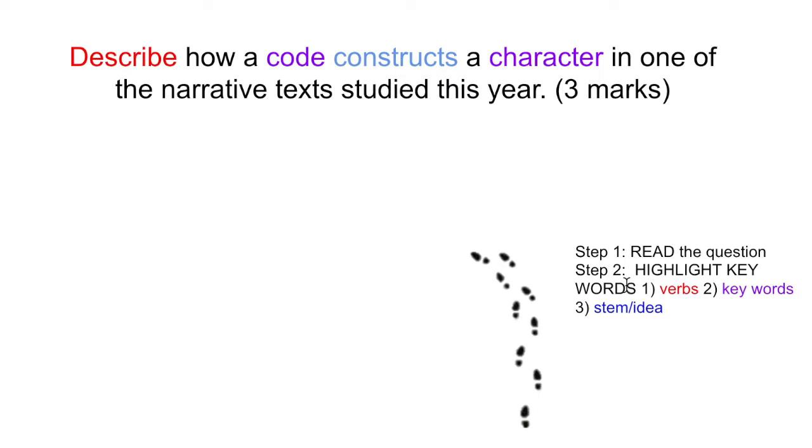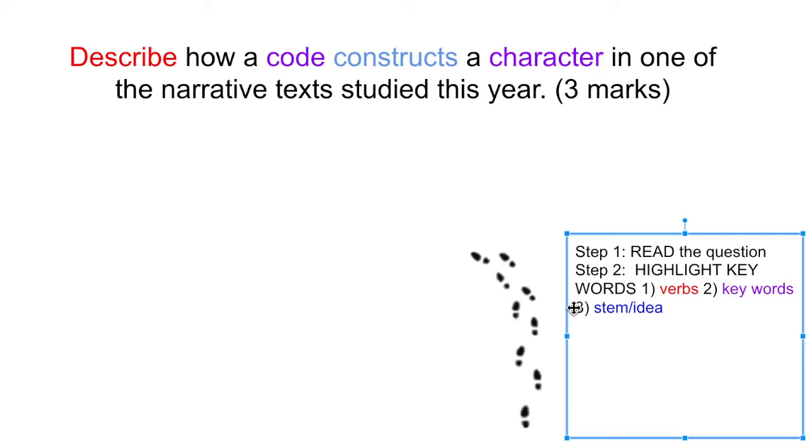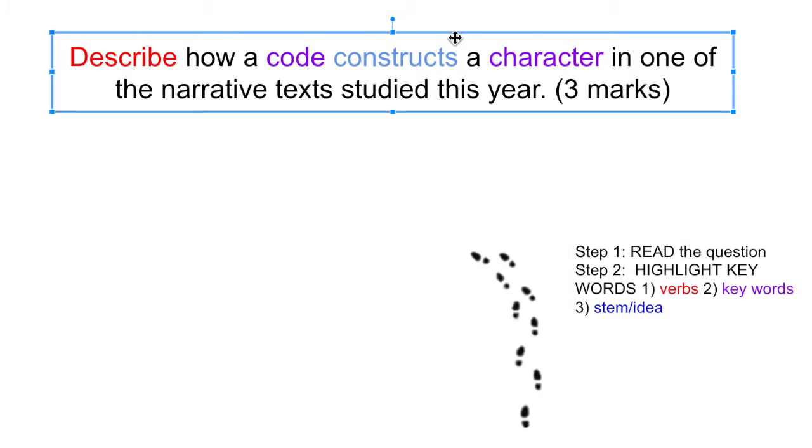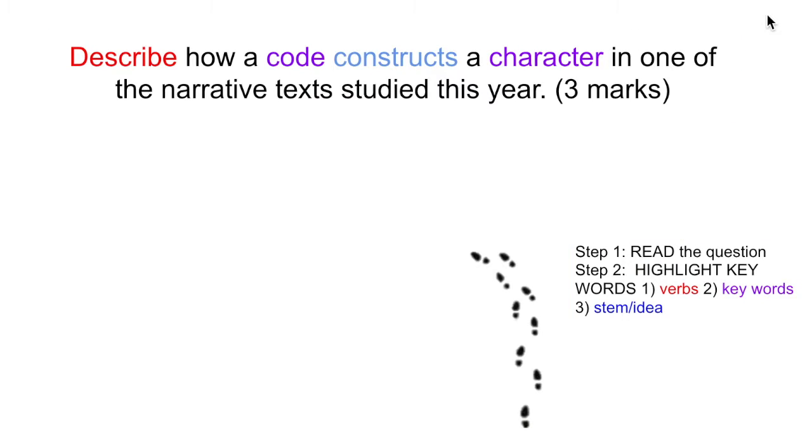I've also highlighted the stem or the idea of the question. Here, that is constructs. This is how you'll push yourself into the higher level of responses, and that's by answering the specific nature of the question. So this question isn't just about, hey, tell me about codes and characters. It's telling me how does a code construct or build a character. So looking for the stem is really important.